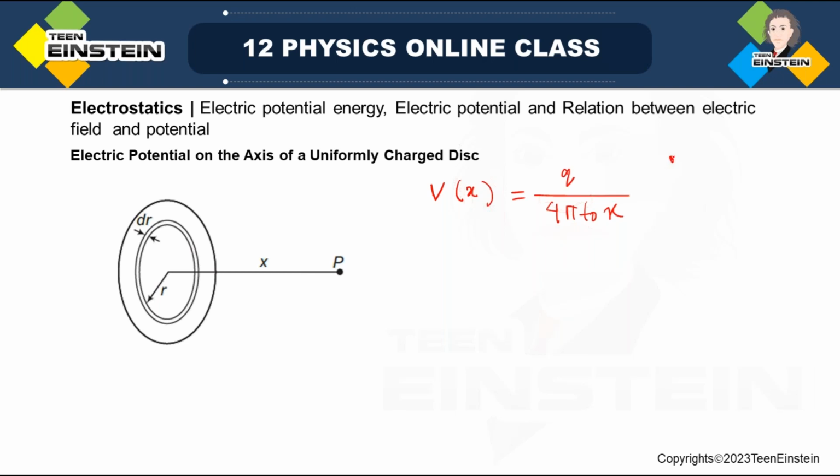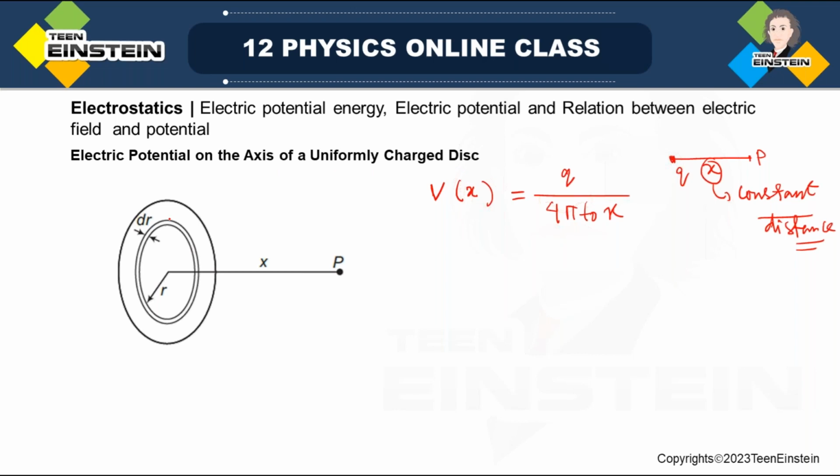Suppose I have a point charge q here. I am calculating the electric potential at this point P, which is at distance x. This x is a constant distance. This is important to calculate electric potential. This is a constant distance at a particular instant when I'm calculating the electric potential at that point P. And obviously that is true for electric field also.